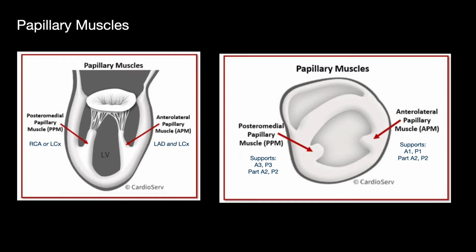It has a dual supply from the LAD and the left circumflex. The posteromedial papillary muscle supports A3 and P3 and part of A2 and P2. It has a single blood supply, either the RCA or the left circumflex, depending on whether the coronary circulation is right or left dominant. Therefore, this papillary muscle is more prone to injury from a myocardial infarction due to the single blood supply.